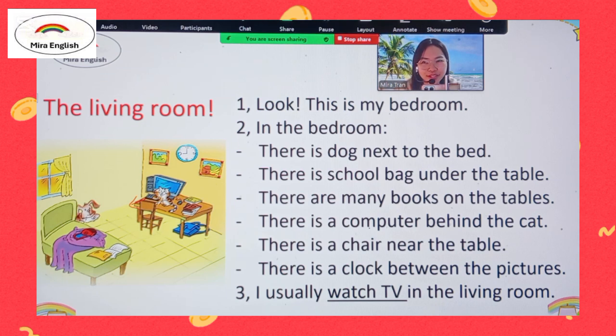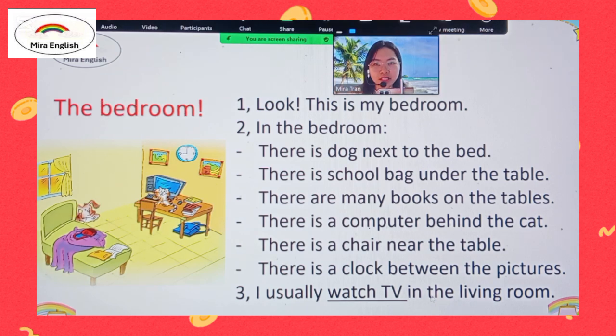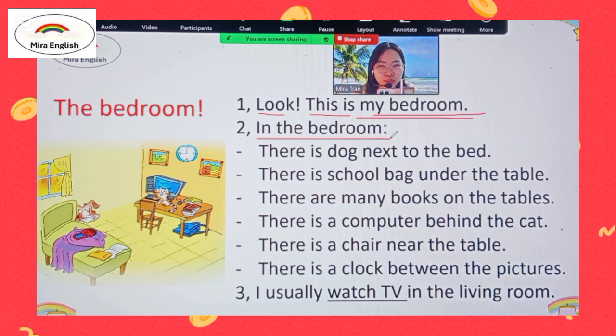The bedroom, sorry. Đây là phòng ngủ nhé. Okay, class. Now, look. This is my bedroom. Nhìn này, đây là phòng ngủ của tớ đấy. In the bedroom, trong phòng ngủ, there is a dog next to the bed. Có một chú chó ở cạnh giường.